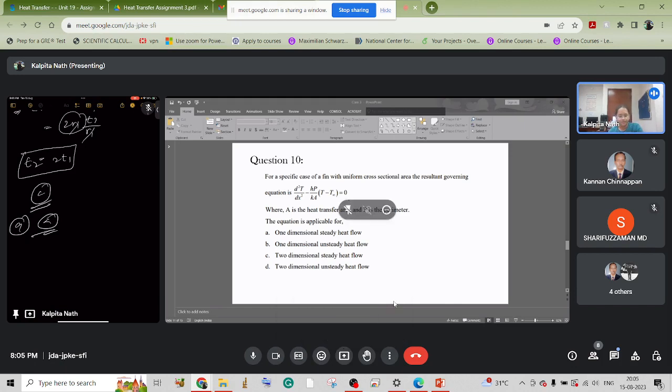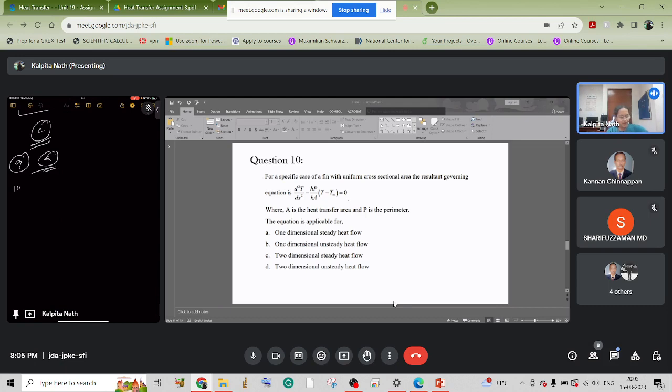Anyone? This equation that we have already seen is for one-dimensional steady state. So yeah, this is correct.